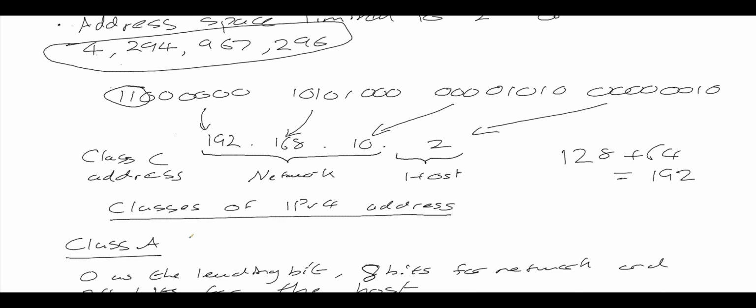But the main thing to get out of this video is the structure of an IPv4 address, which is 32 bits used for the address, split into 4 bytes, and the 32 bits are divided into a network part and a host part.